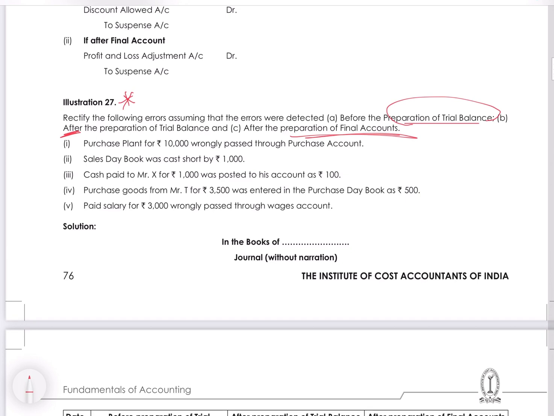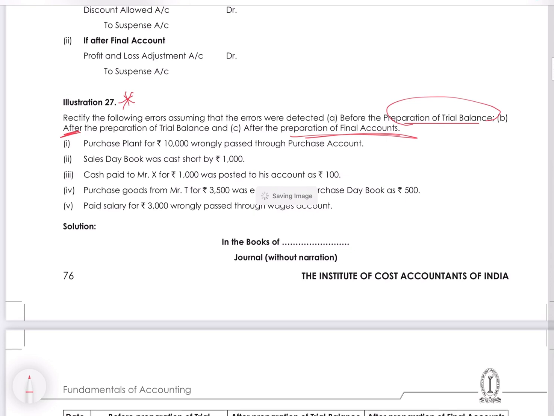Like we'll start illustration 27, rectify the following errors assuming that the errors are detected: A, before the preparation of trial balance; B, after the preparation of trial balance; C, after the preparation of final accounts. Purchase plant for 10,000 wrongly passed through purchase account.